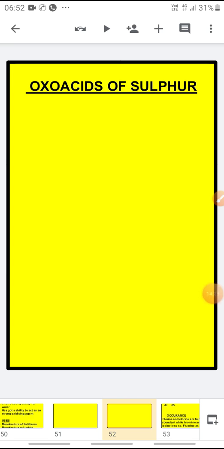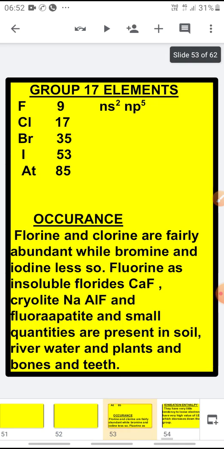So children, some of these oxo acids are unstable, they cannot exist, their structures are unstable and cannot be isolated. They are known in aqueous solution or in the form of their salts. Now children, this was the last topic of your group 16th elements.